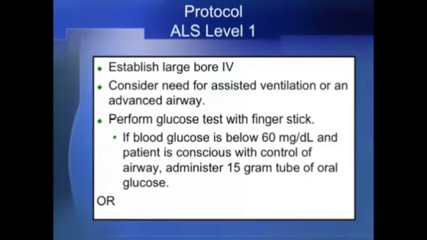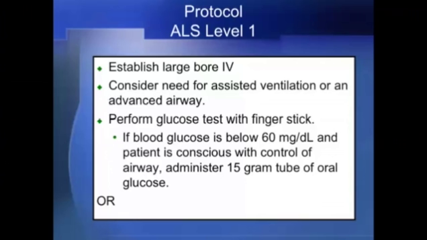The first step in ALS Level 1 procedures is to establish a large bore IV. This is important because many of the procedures or interventions that are going to take place at the hospital are going to require large bore access. In addition, if 2 large bore IVs can be established, that would be a good practice as well. Next is to consider the need for assisted ventilation or an advanced airway. And the final aspect is to perform a glucose test with a finger stick.